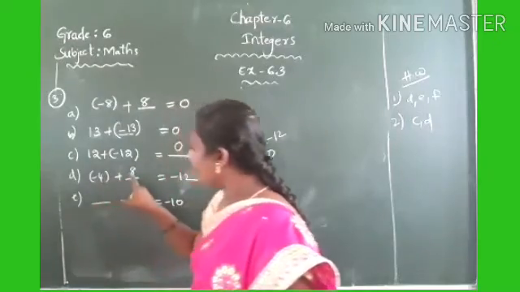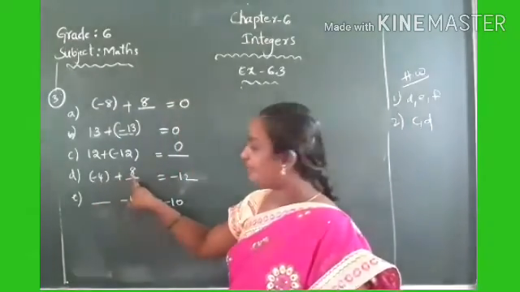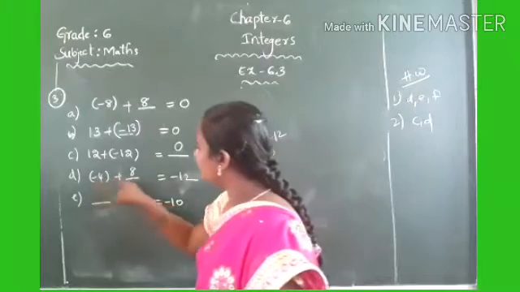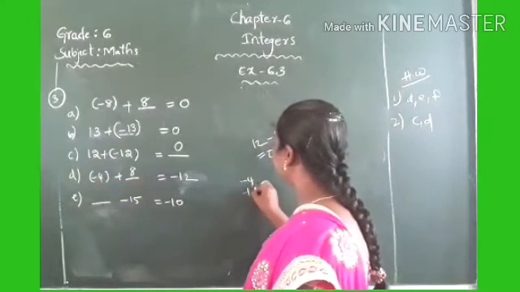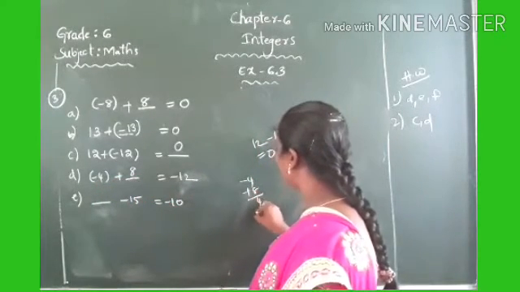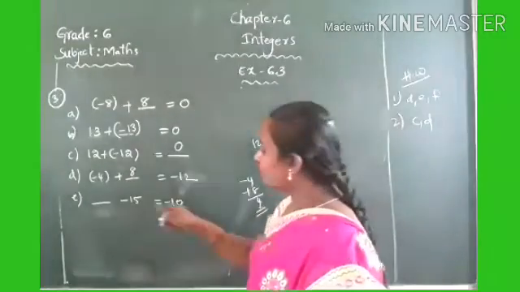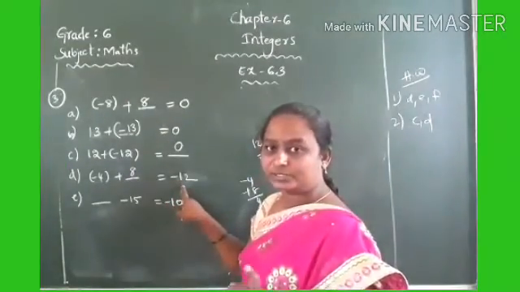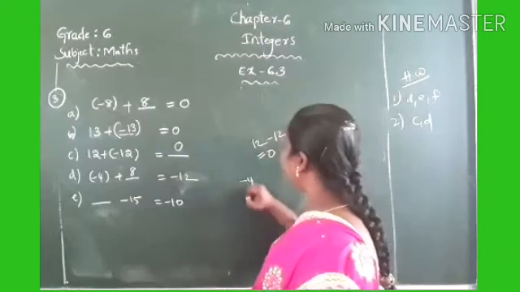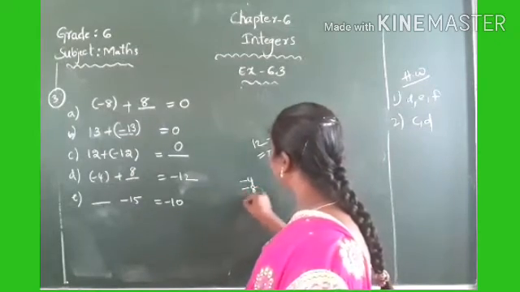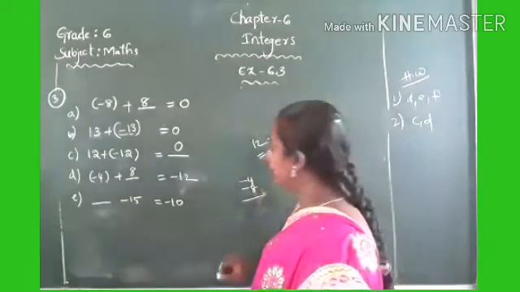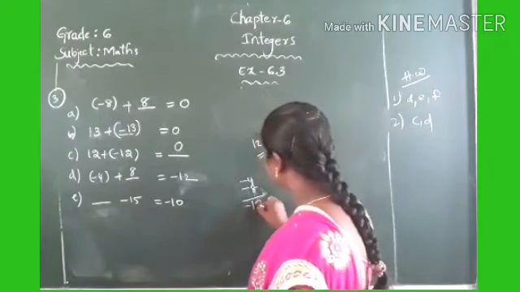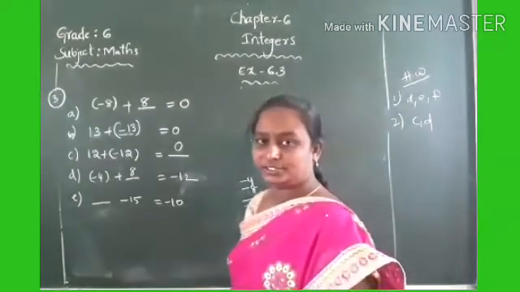If you take a positive integer, plus 8, then minus 4 plus 8 gives 4 only. But we need minus 12. So that's why you have to take a negative integer here. If you add two integers, it is equal to minus 12.